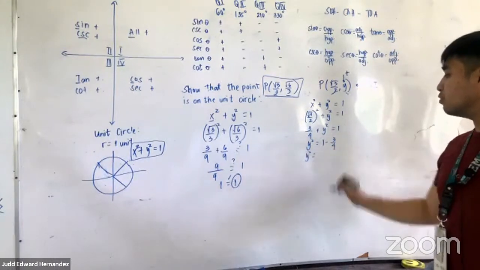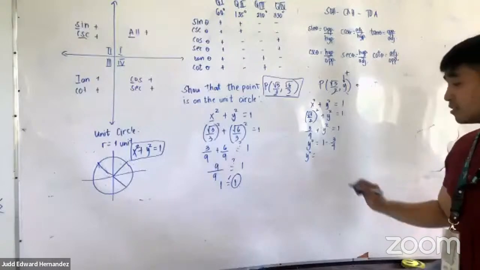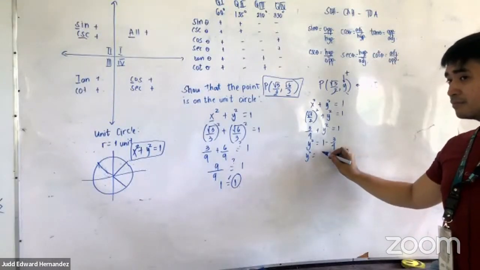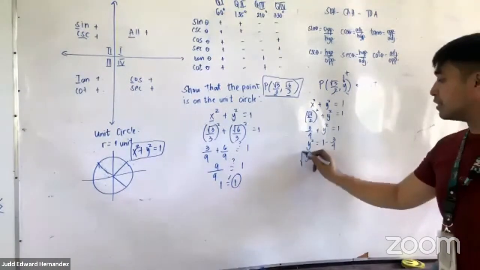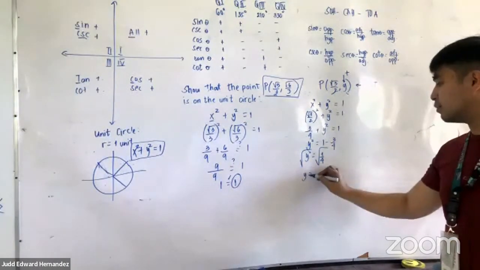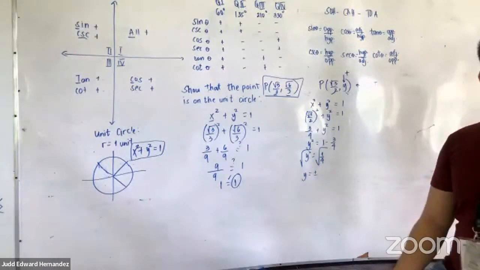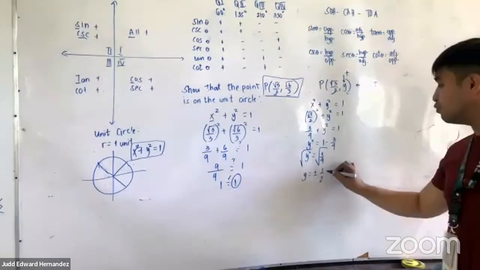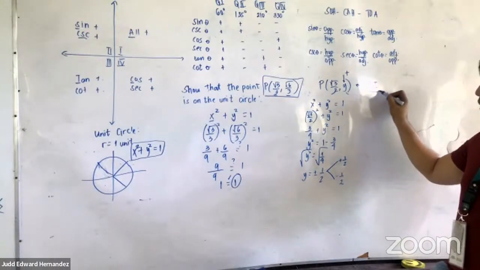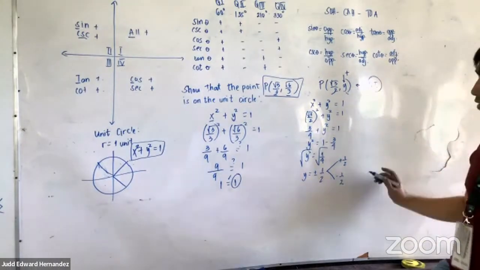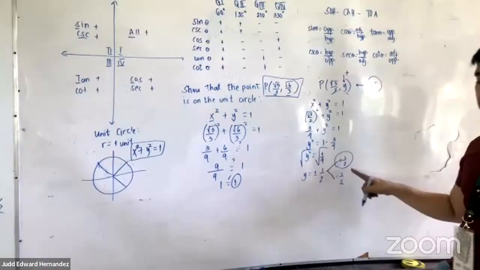Therefore, y squared is equal to, isa, binawasan mo ng 3/4, it becomes 1/4. This is y squared. Get the square root. Therefore, y is equal to plus minus. What is the square root of 1/4? 1/2. Therefore, we have two values, positive 1/2 and negative 1/2. But what is our condition? It must be in quadrant 1. And if it is in quadrant 1, what value of y are we choosing? Positive. Therefore, the answer is positive 1/2.